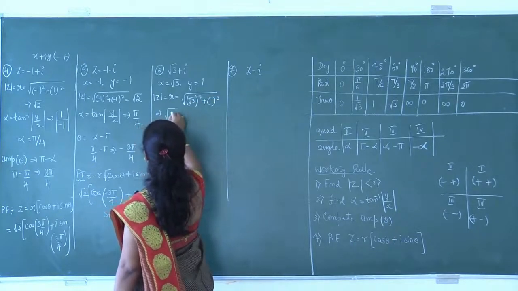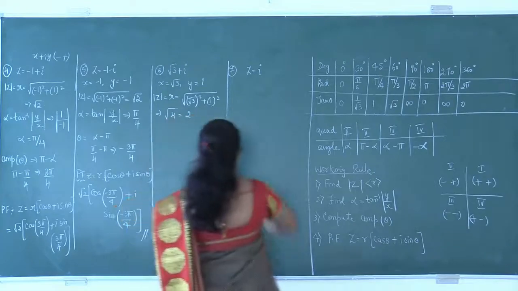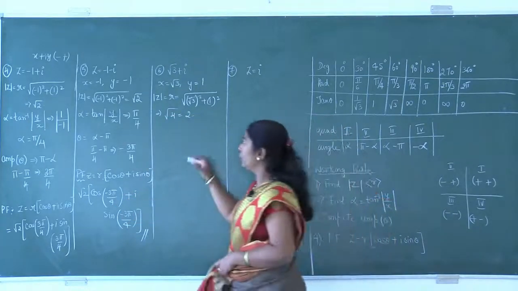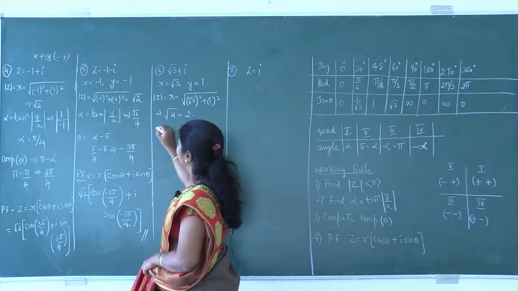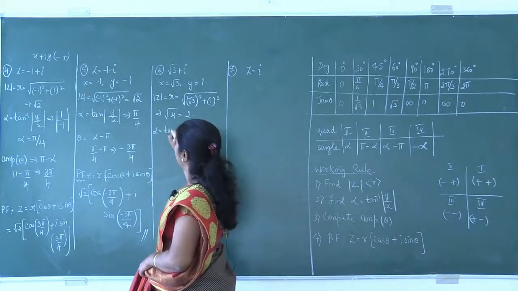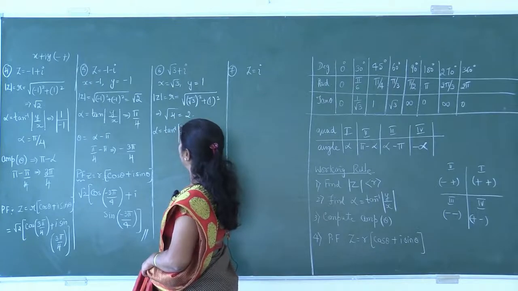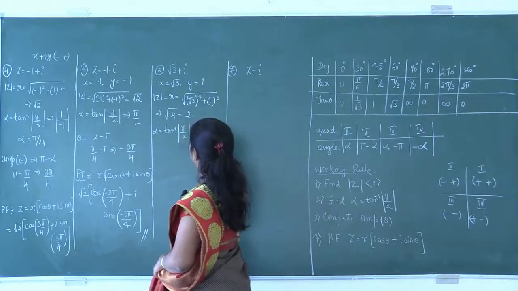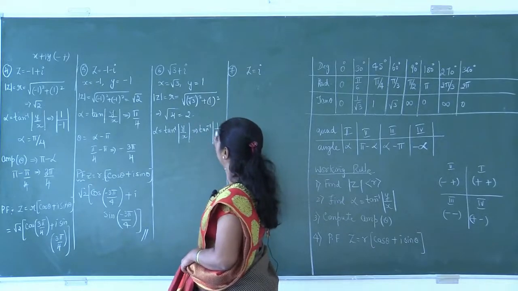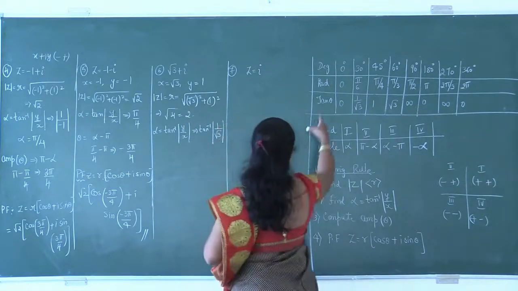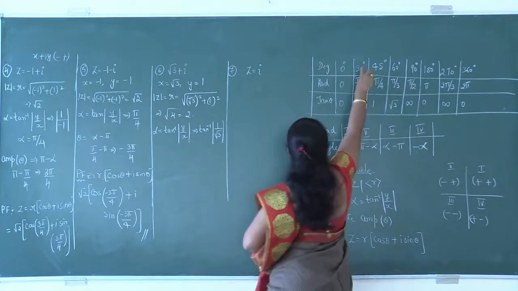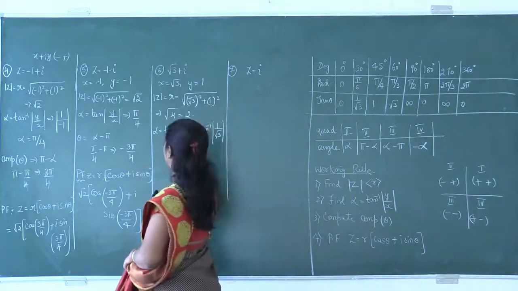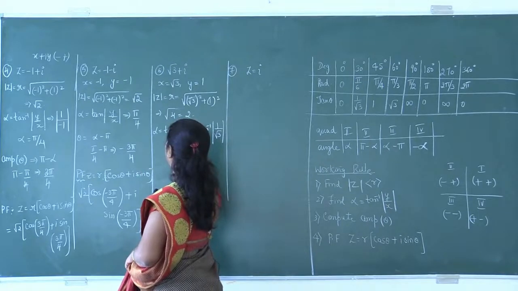This will sum up to root 4, which is nothing but 2. 3 plus 1 will be 4, which is nothing but 2. Similarly, find alpha now. What is alpha? Alpha is tan inverse modulus of y by x, which is tan inverse. What is y? 1. And what is x? Root 3. For what value of tan do you have 1 by root 3? 30 degrees. 30 degrees in radians will be pi by 6. So alpha value will be pi by 6.